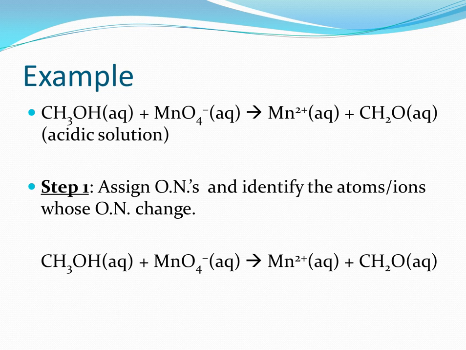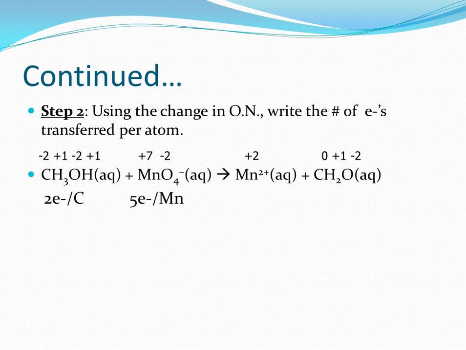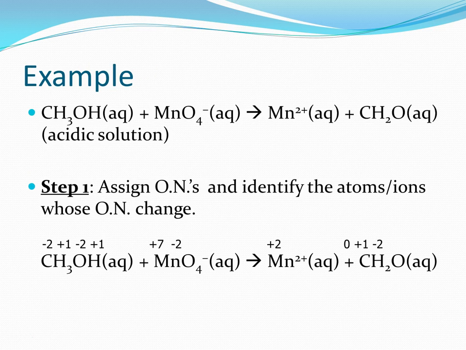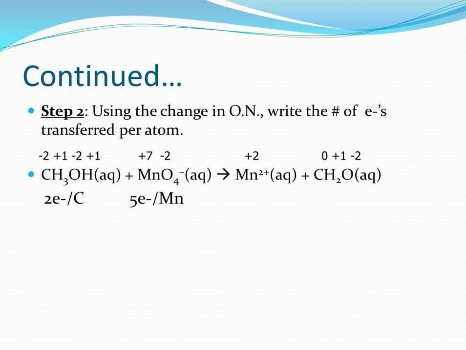We must begin by assigning the oxidation number to each atom and ion in the equation. For step 2, we need to look through all the oxidation numbers to see if there are any atoms that increase or decrease in oxidation number. In this example, you can see that carbon has an oxidation number of -2 on the reactant side and an oxidation number of 0 on the product side.